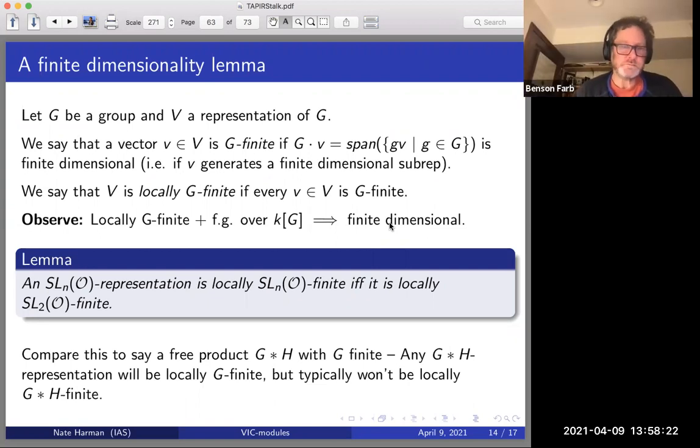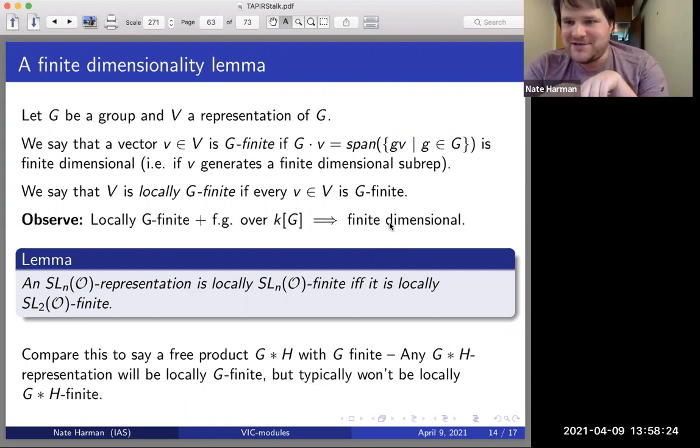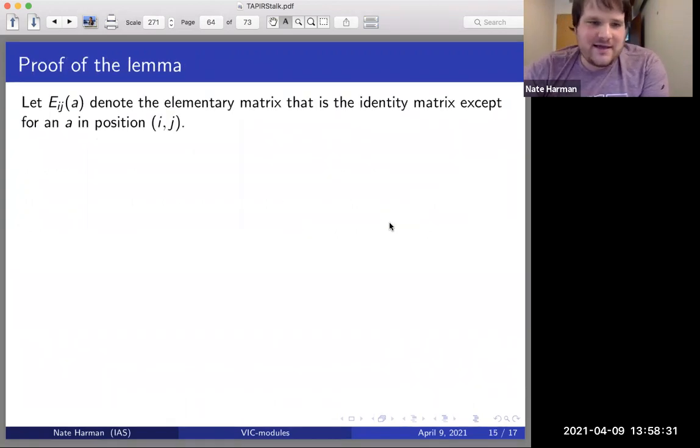I'm going to prove this lemma for you because I think it's really cool. So let me give the proof. Let me have some notation. E_ij(a) will be an elementary matrix with a single entry a in position ij, ones on the diagonal, and zeros everywhere else.